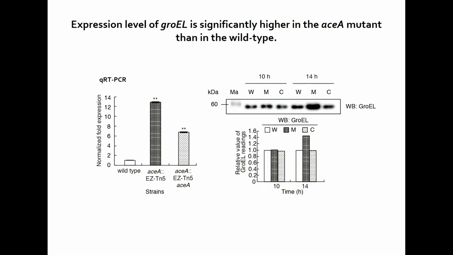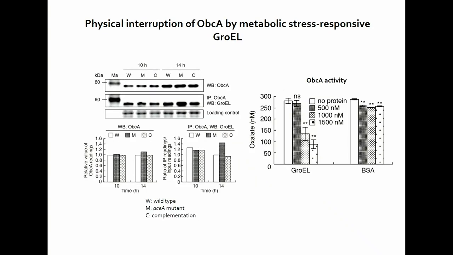So we wanted to confirm the RNA-seq data by qRT-PCR. This is wild type, this is the mutant. There's a huge difference here. Also, we did Western blot analysis using anti-GroEL. This is after 14 hours. This is wild type, this is the mutant, and this is the complementation. There's a huge difference even in GroEL expression at the translational level. So we observed that there are big differences in GroEL expression at transcriptional and translational levels.